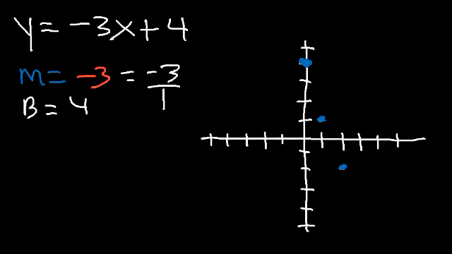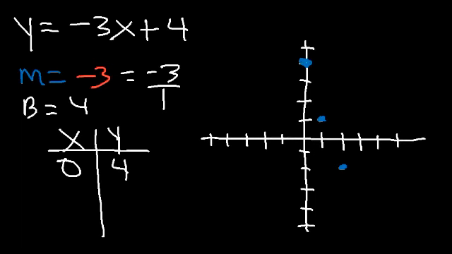Now granted, we can also make a table of values. If you plug in 0 into the equation, -3 times 0 is 0 plus 4. We get the first point. If you replace x with 1, -3 times 1 is -3 plus 4. We have the point (1, 1). If you plug in 2, -3 times 2 is -6 plus 4. That's -2. And so you can get these 3 points.